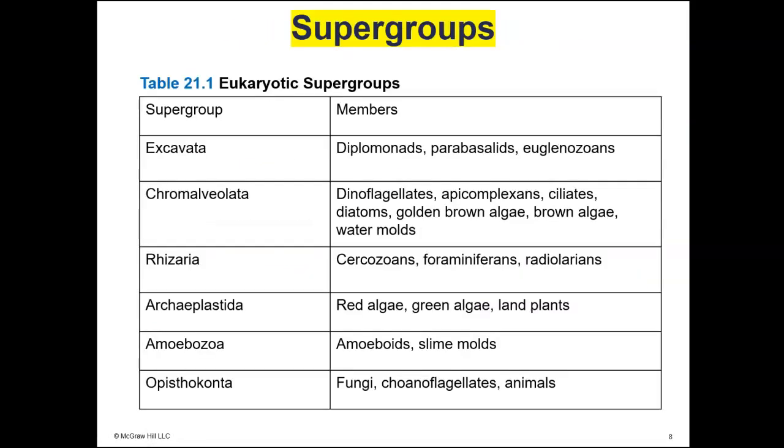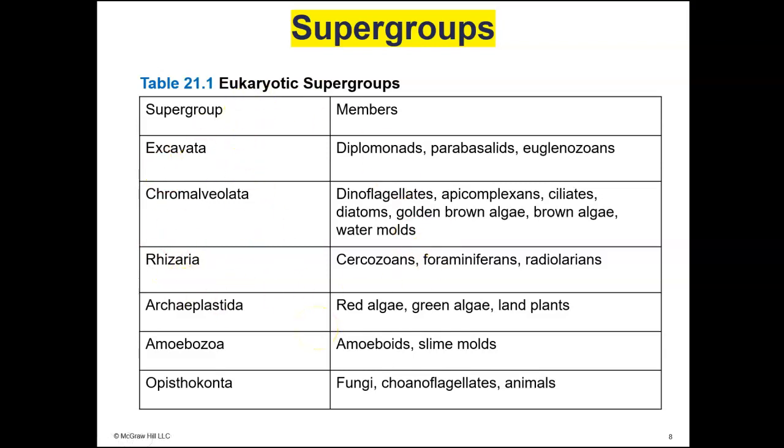The Protista are classified into the 6 supergroups. I had you guys copy this, so the information on table 21.1 is very important. It lists the supergroups and the major members of those groups. If you need to make flashcards to learn these, whatever you need to do, but this is information you need to know by the first exam by heart.